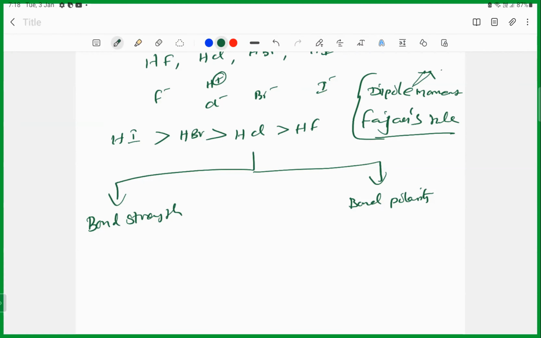So what will bond strength do? When we say it's a strong acid, it readily gives the H+ ion. Am I right? So the strength of the bond between the proton and the rest of the molecule will have an effect on acid strength. Weaker the bond, stronger the acid. Weaker the bond, stronger the acid.